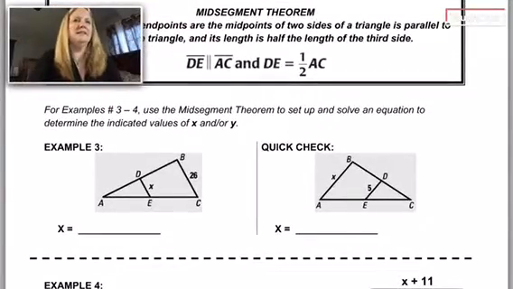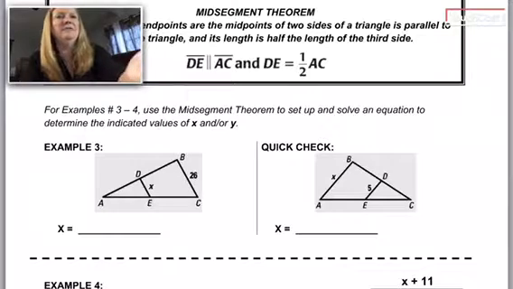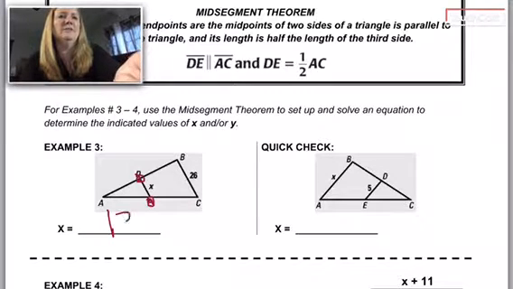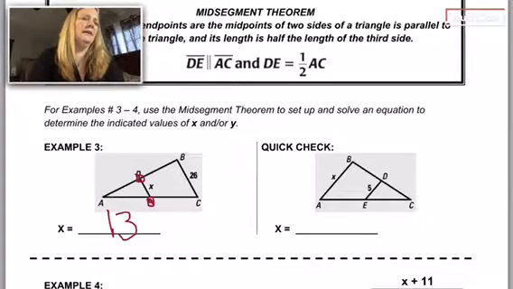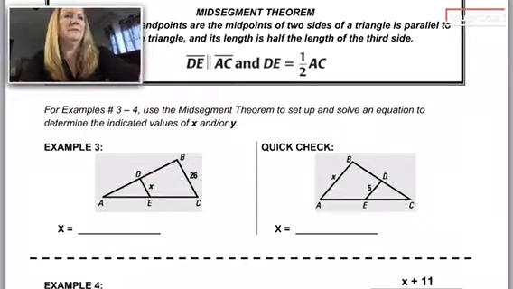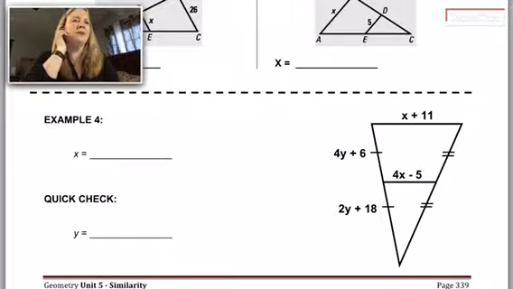So in these examples, use the mid-segment theorem to set up and solve an equation to determine the values of x and y. So if this is a mid-segment, and I guess they're telling us that these are mid-segments, they don't explicitly write it there, that means that those two are midpoints, and so x would be half of 26 or 13. And in the quick check, again, if this is a mid-segment, the mid-segment is half the other side, so if this is 5, x would be 10. So you're either dividing by 2 or multiplying by 2.